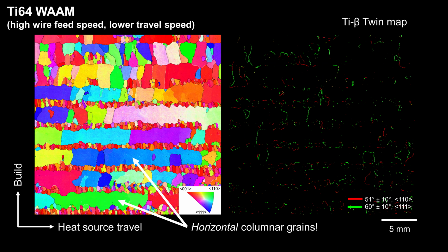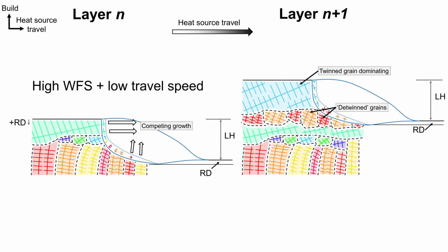In this EBSD map, you can see, especially in the bottom half of the map, horizontal columnar grains, where grains at the back of the melt pool gain such an advantage over the vertical columnar grains that they are cut off in a series of bands. And we show this as a schematic like this. So we've successfully 3D printed Ti64 with an equiaxed grain structure using WAM without altering the alloy composition whatsoever.